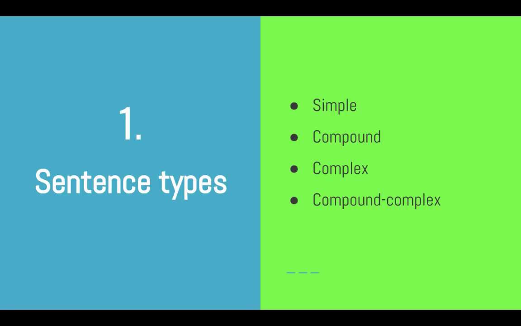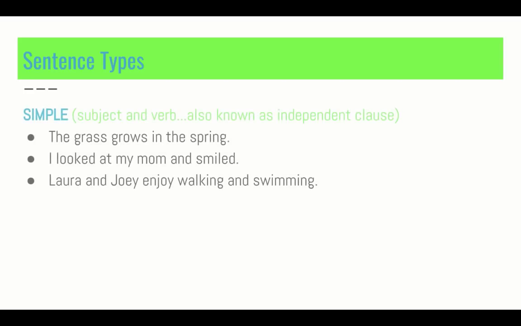Simple sentences, compound sentences, complex, and then compound complex. A simple sentence is just a subject and predicate. It's also known as an independent clause, like, the grass grows in the spring. I looked at my mom and smiled. Laura and Joey enjoy walking and swimming. You've got the subject, the grass, and you've got the verb, grows. Okay, the subject, I, and you've got the verb, looked. Just basic simple sentences. And that's okay, you should have some simple sentences.